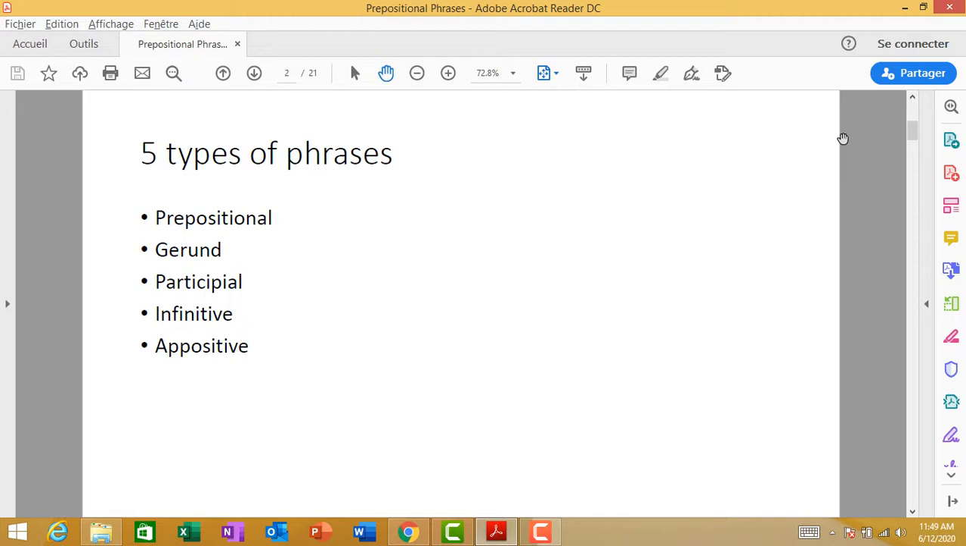The next 4 lessons that we'll be covering will still be grammar. We're going to be covering 5 types of phrases. Today is going to be prepositional, but the next 4 types will be gerund phrases, participial phrases, infinitive phrases, and appositive phrases. So today let's focus on prepositional. You might have an idea by the end of the lesson. You will also have an idea of what the other types of phrases will be.